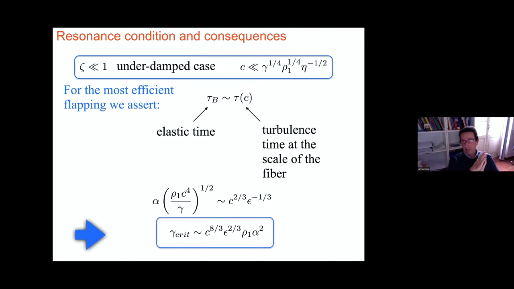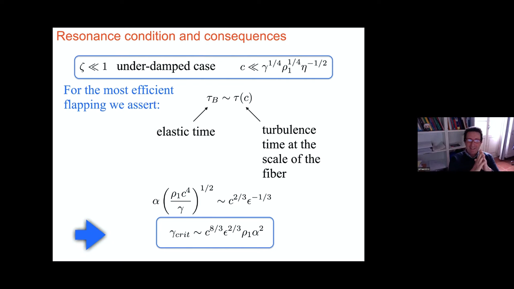Now we want to proceed exactly as I did for the fluttering stability. That means I want to balance the elastic time with the typical time of turbulence evaluated at the scale of the fiber, which is tau C. And tau C is simply the eddy turnover time of turbulence at the scale of the fiber. So the idea is to impose this balance and to associate this balance as a flapping condition on the fiber. Exactly, if you remember what we discussed for the fluttering instability, this is exactly the same argument.